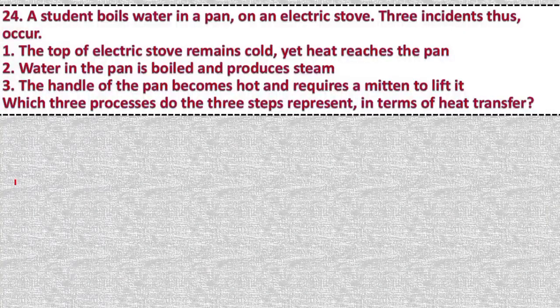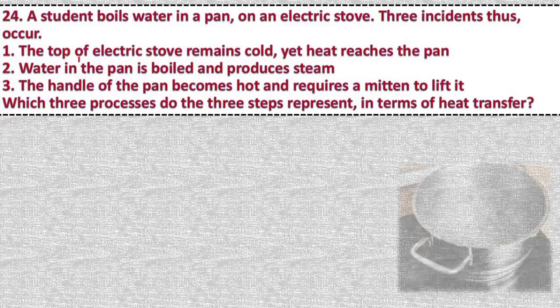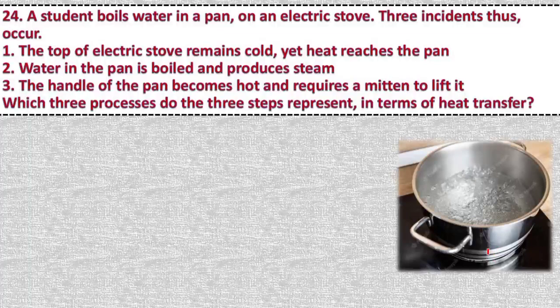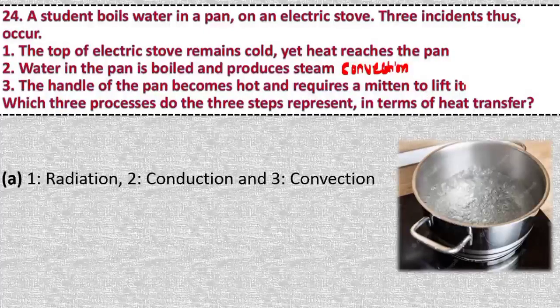A student boils water in a pan on an electric stove. Three incidents occur. The top of the electric stove remains cold as heat reaches the pan. Water in the pan is boiled and produces steam. The handle of the pan becomes hot and requires a mitten to lift it. Which three processes do these three steps follow?